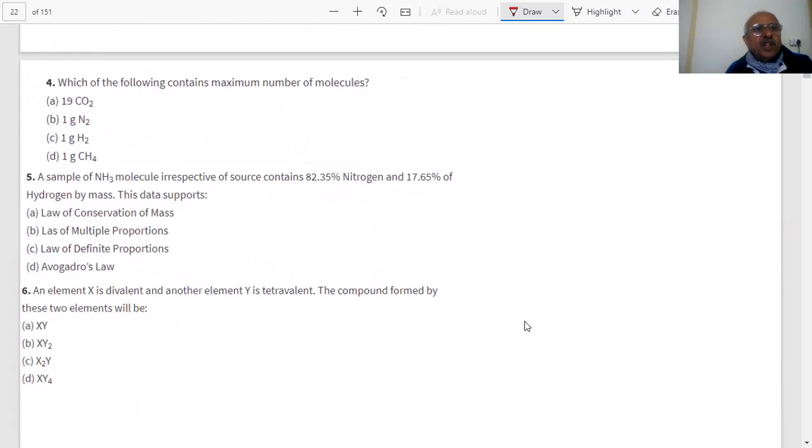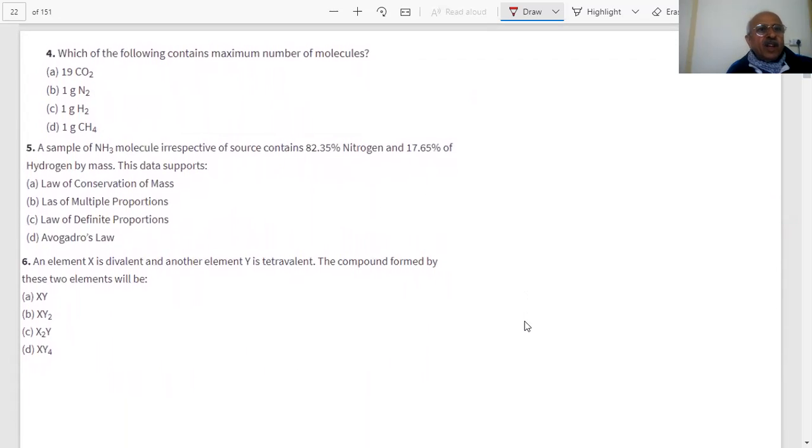Next question on the screen, students. Which of the following will contain the maximum number of molecules? If we calculate the moles, that will be enough for us, because moles, if you multiply with Avogadro number, will give you the molecules, students. So, Sir, C part is the answer.